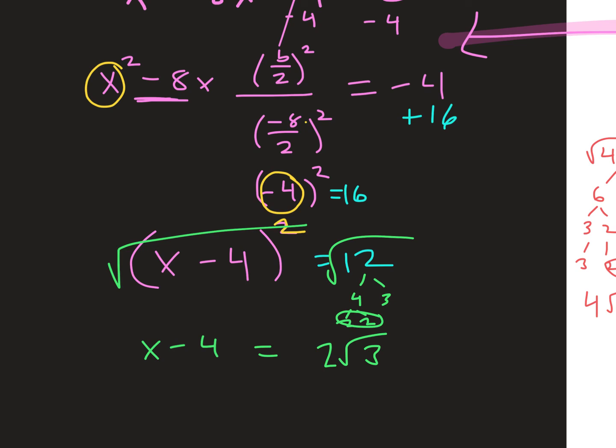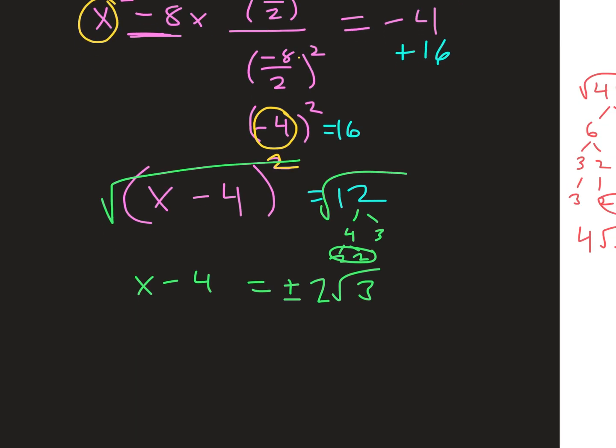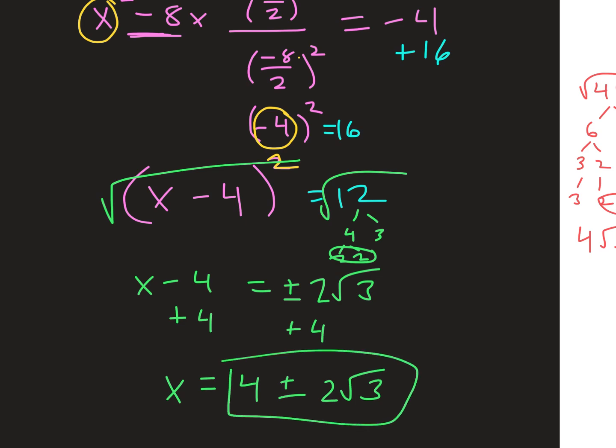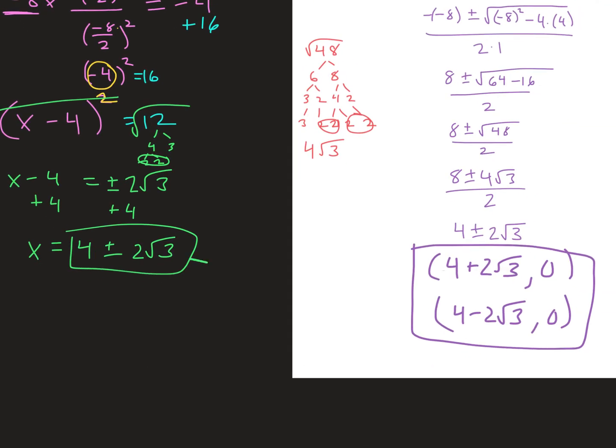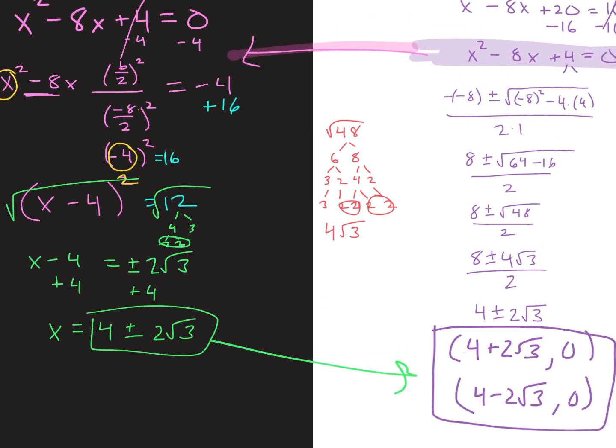But don't forget, whenever you take the square root of both sides of the equation, what's one thing you have to remember? Plus or minus. And then what's the last step we need to do to solve for x? You add 4 to the other side. So we have x is equal to 4 plus or minus 2 square root 3. Which is the same thing that we got when we used our quadratic equation. So just two different ways of solving for x.